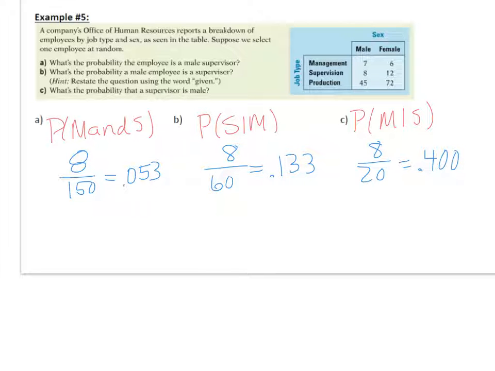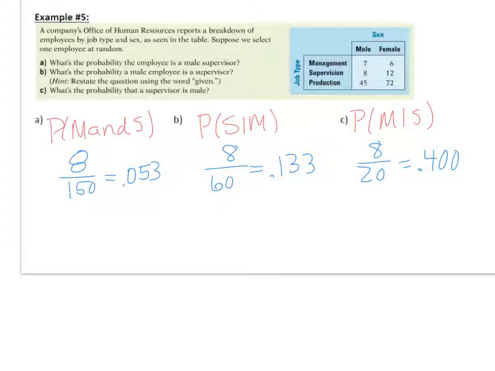So here are the 3 values you should have gotten, and let's go through them to make sure you get it. The probability that the employee is a male supervisor, so male and being a supervisor, is right over here. There are only 8 of them that we have to worry about. And if you added the table up, you realize that there were 150 total people in the survey. So 8 out of 150 gives you the value of 0.053. So there are your male supervisors.